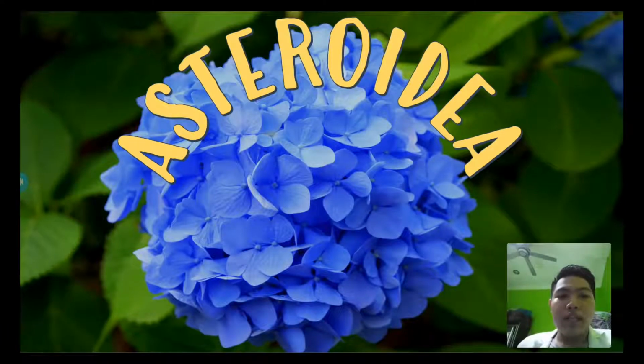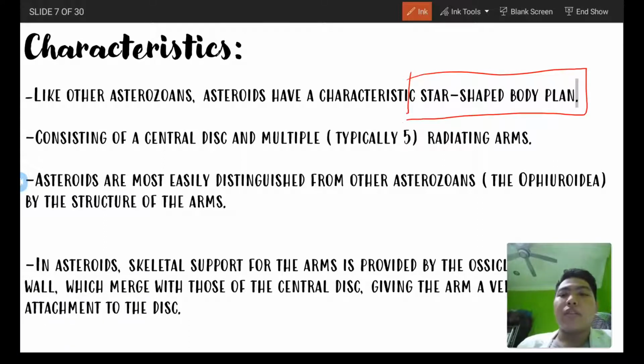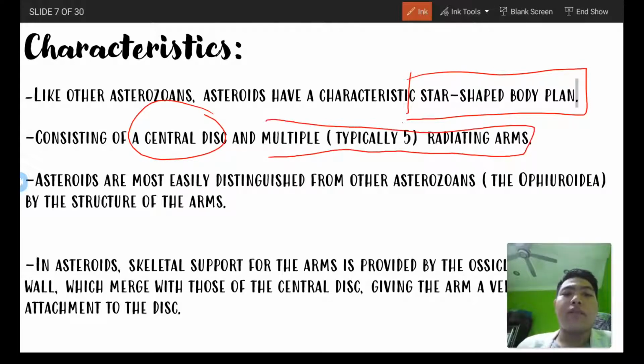Okay, so let's go into Asteroidea first. This is the characteristic of asteroids or Asteroidea. Like other asterozoans, Asteroidea have a characteristic star-shaped body plan, consisting of a central disc and multiple, typically 5, radiating arms. Normally, asteroids have multiples of 5 arms. So the sea stars or starfish may have 5, 10, 15, 20, up to 40 arms, in multiples of 5.